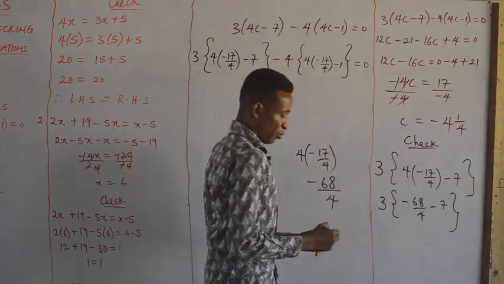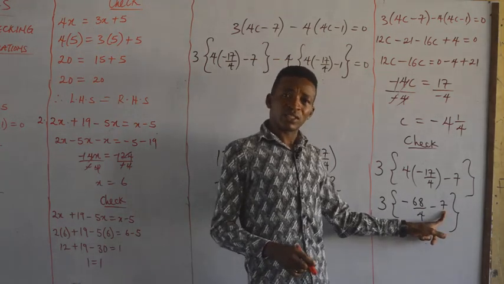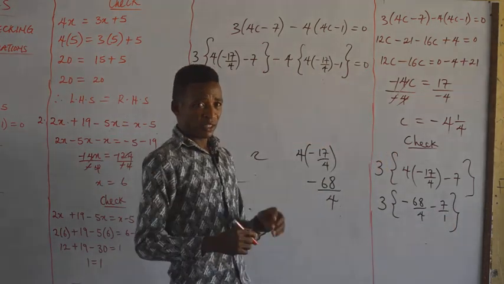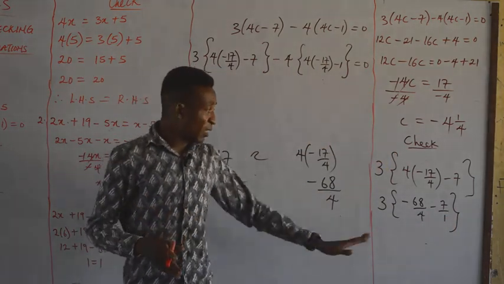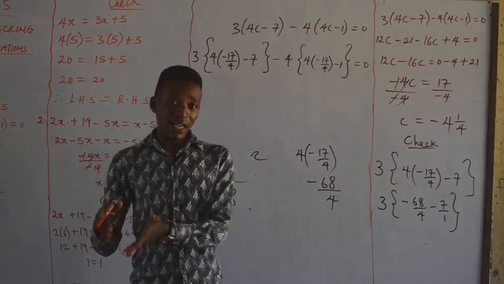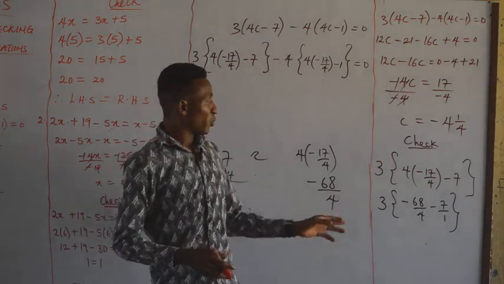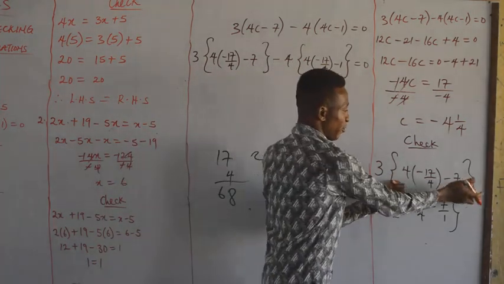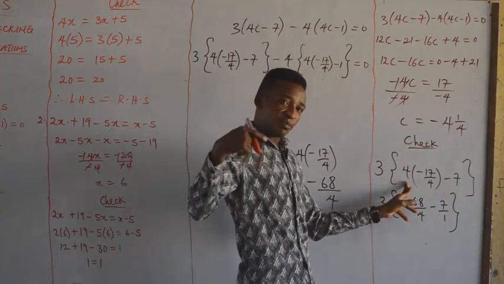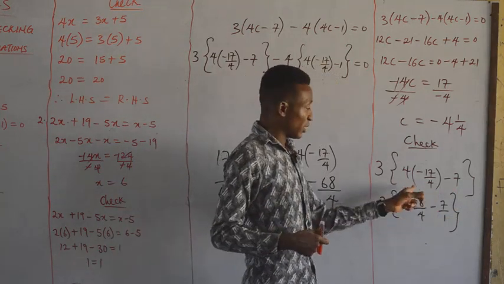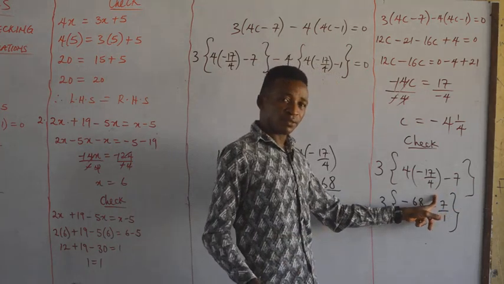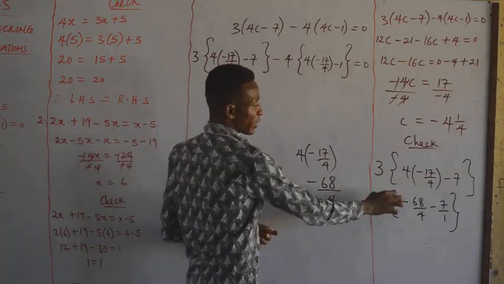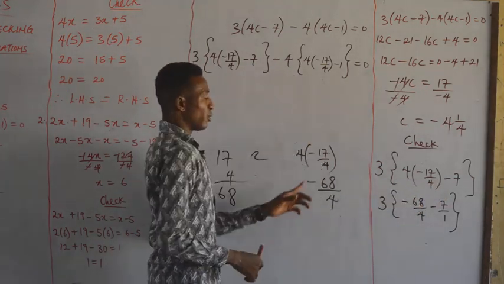Then I close this. But before closing it, this 7 is not just standing on its own. 7 is standing here as 7 all over 1. Let me take that part again, because this place here, if care is not taken, you might get lost on the road. Now, what I did here was I wrote the 3 outside. Then the bigger bracket, I wrote it. Then inside the bigger bracket itself, we're having another small bracket, which is 4 into brackets minus 17 all over 4, then minus 7. I extracted the smaller bracket that I'm having there.